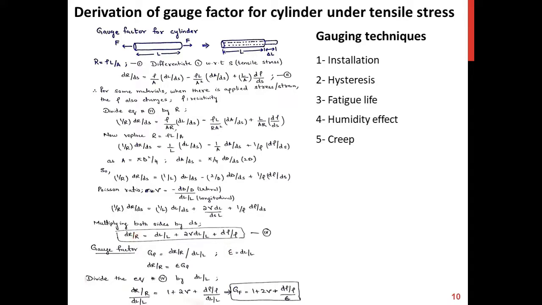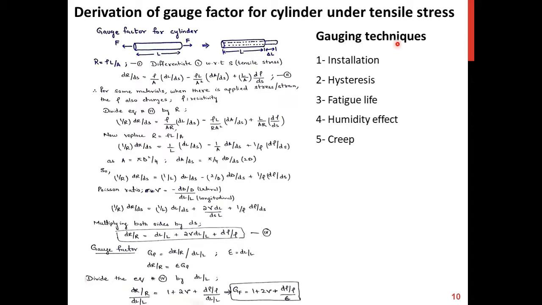Here we have the differential change in resistance depending upon the change in length, the Poisson ratio, and the change in the resistivity. After the gauge factor, we end up with this formula that depends only on the Poisson ratio, resistivity, and the strain factor that is utilized in some of the calculations of the cylinder under tensile stress.